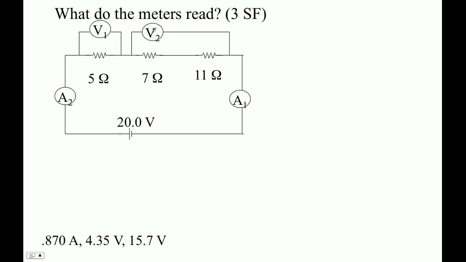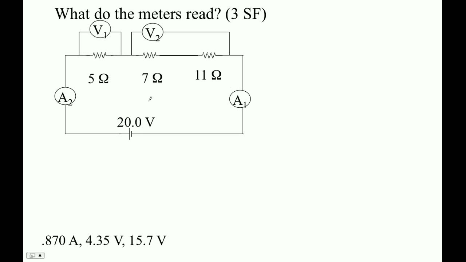So this is a series circuit example here. We want to know what the meters read. These are ammeters, so they're going to measure the current flowing through there. And these are voltmeters. They measure the pressure difference, the voltage across these resistors.